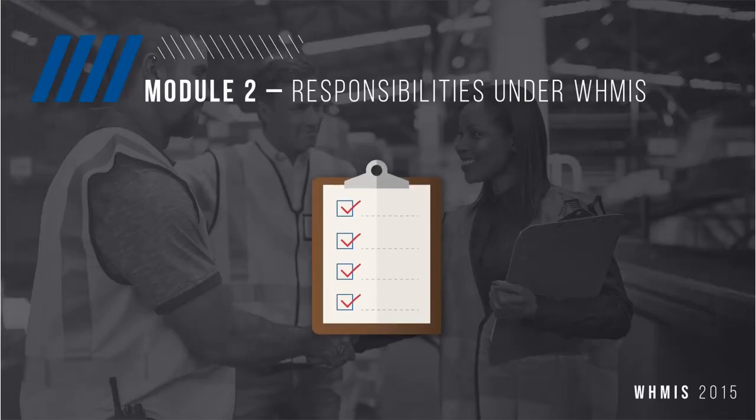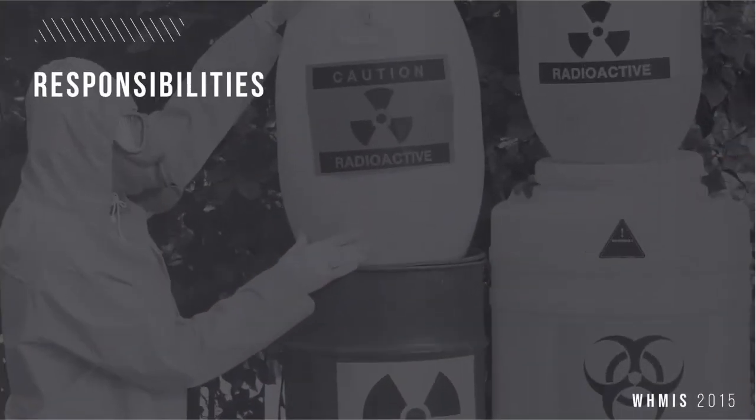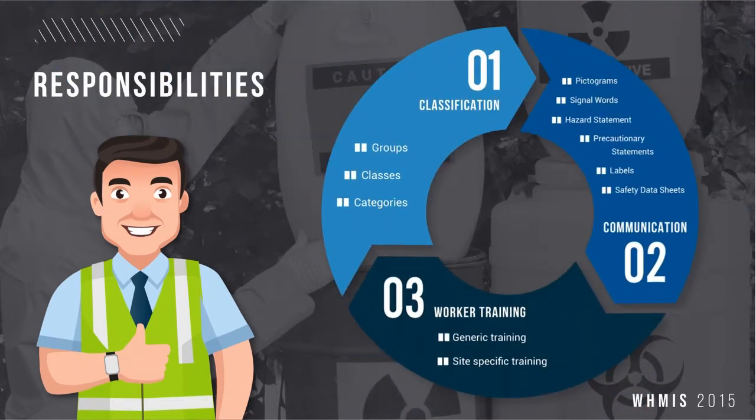Module 2. Responsibilities under WHMIS. WHMIS 2015 is a 3-part system with criteria under each part. We'll go into more detail on this later on. Each part of the WHMIS system has its own unique components. Right now, let's take a look at our responsibilities under WHMIS 2015.